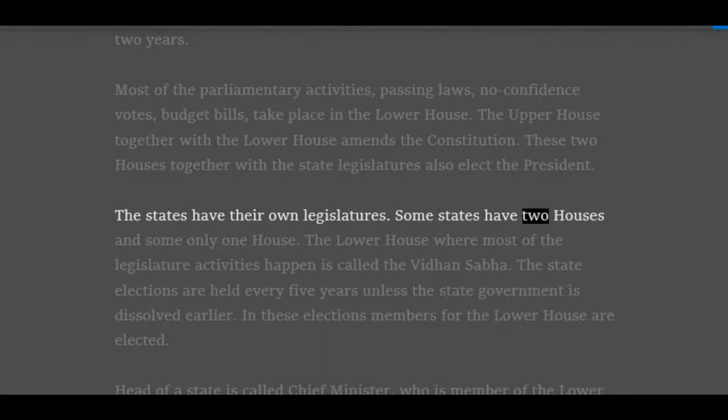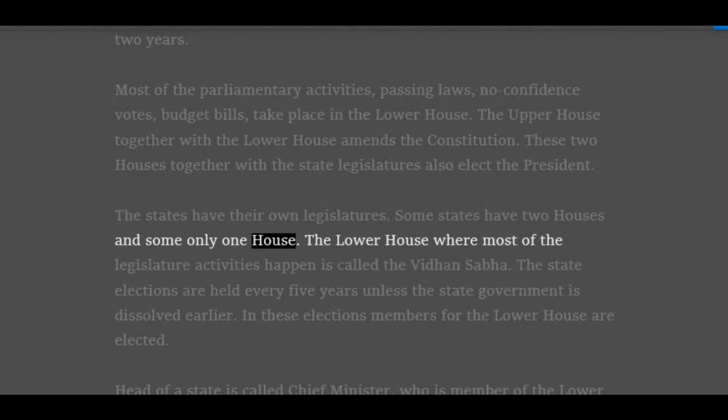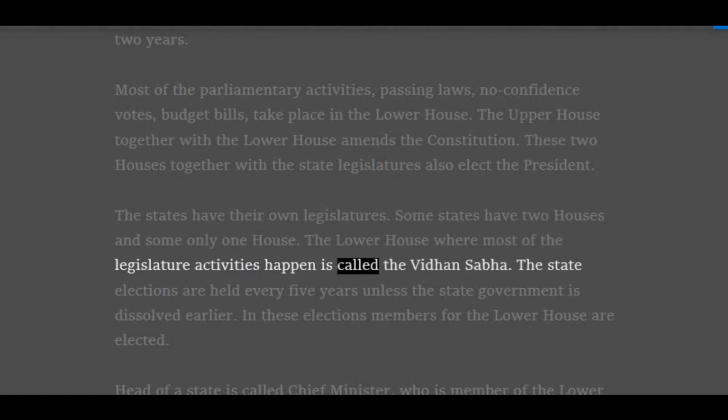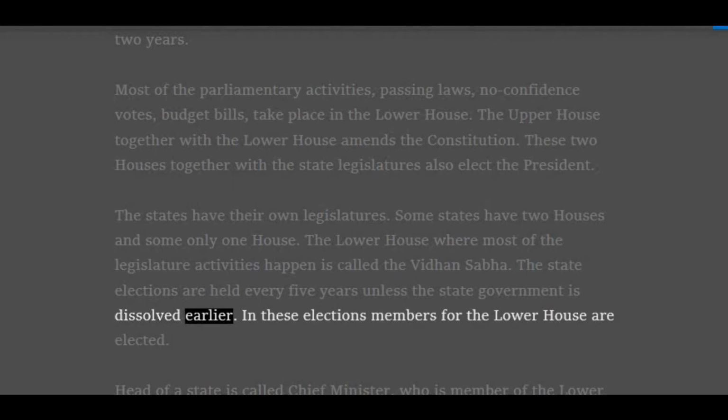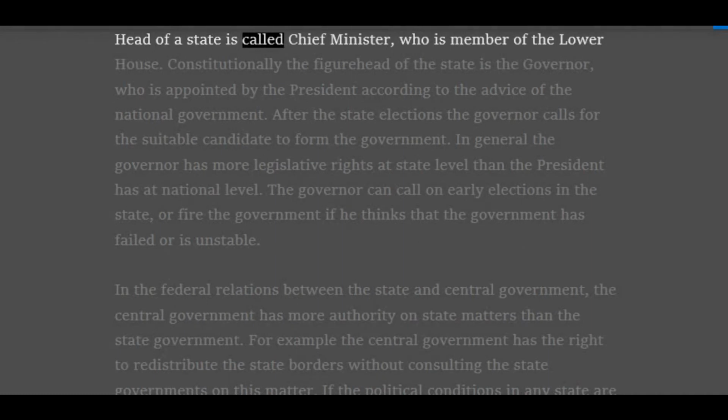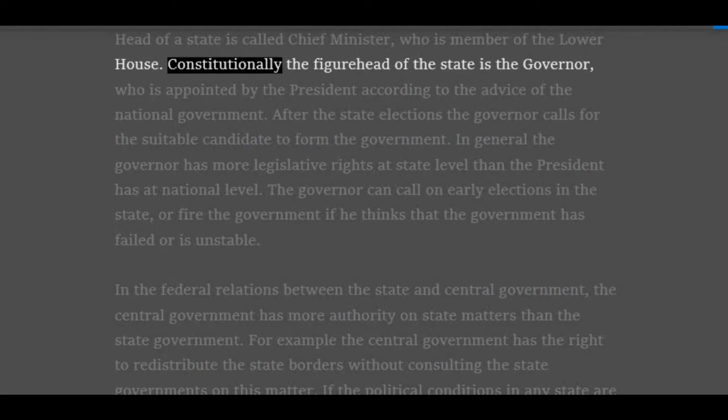The states have their own legislatures. Some states have 2 houses and some only 1 house. The lower house, where most of the legislature activities happen, is called the Vidhan Sabha. The state elections are held every 5 years unless the state government is dissolved earlier. In these elections members for the lower house are elected. Head of a state is called Chief Minister, who is a member of the lower house.